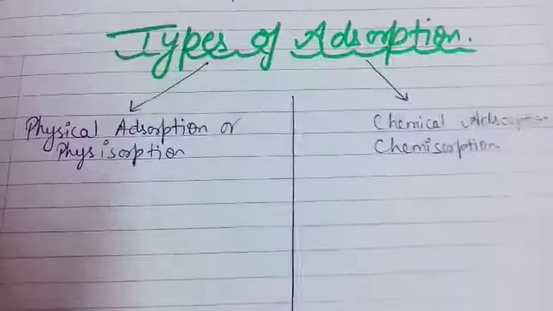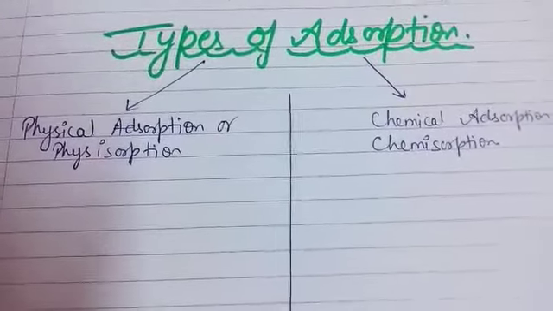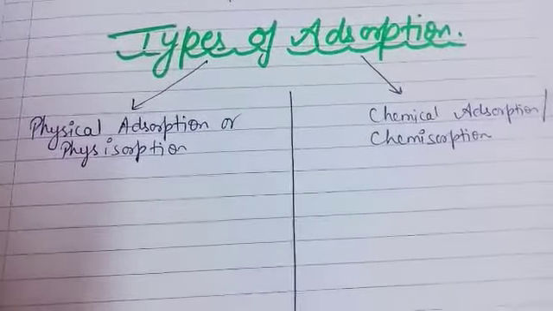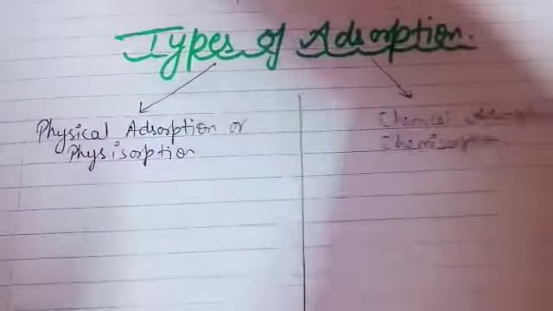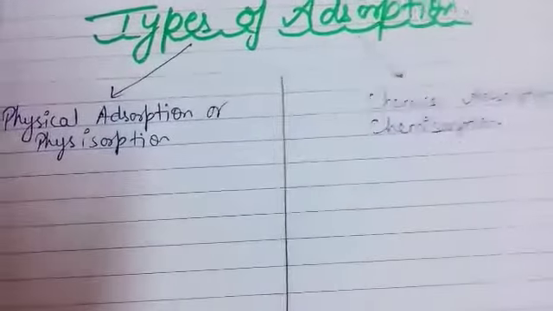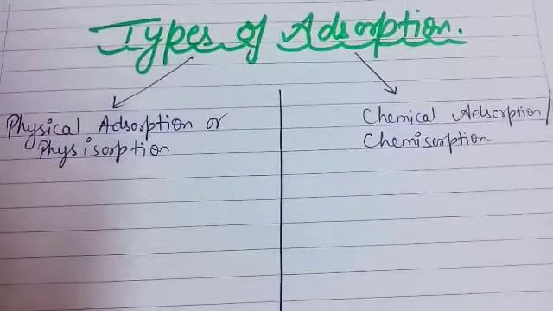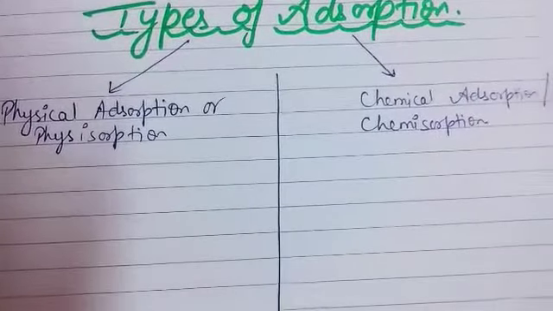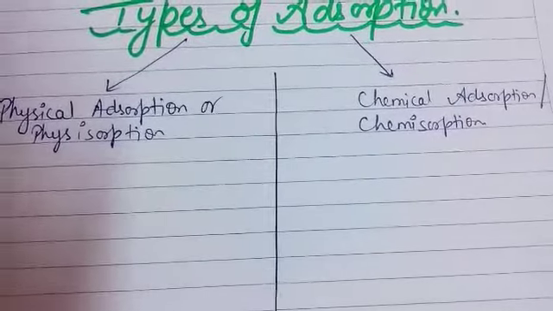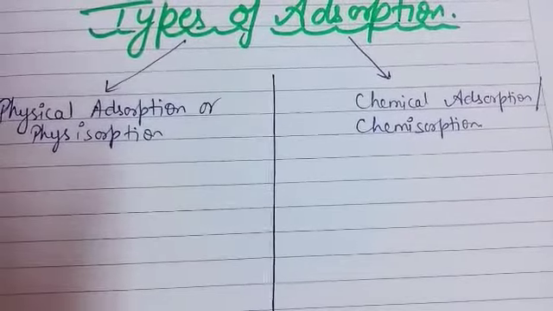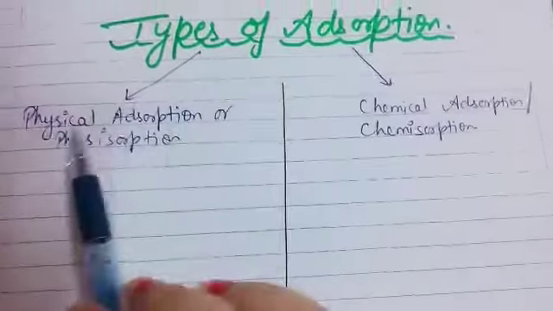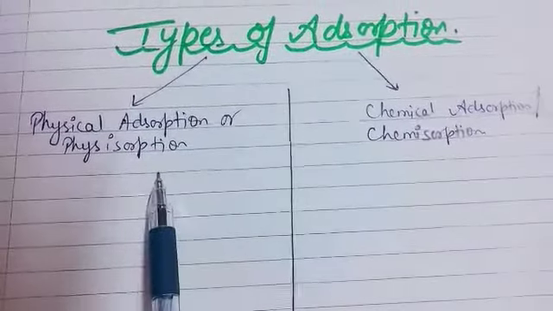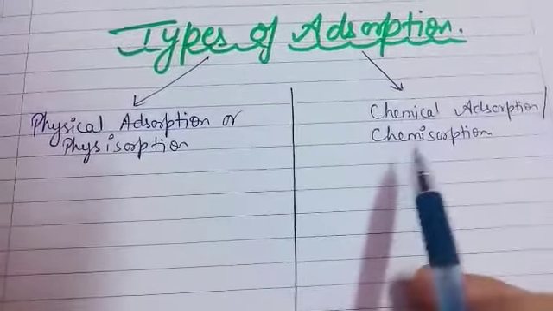12th class, our next topic is types of adsorption. Depending upon the nature of forces, meaning which type of forces are present, strong or weak, adsorption is classified into two types. One is physical adsorption, or physisorption, and the second one is chemical adsorption or chemisorption.